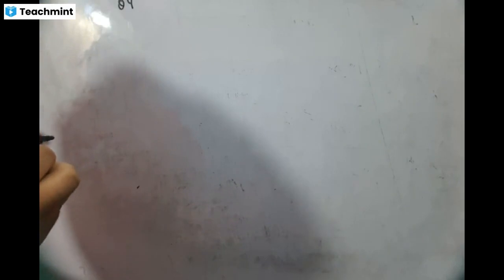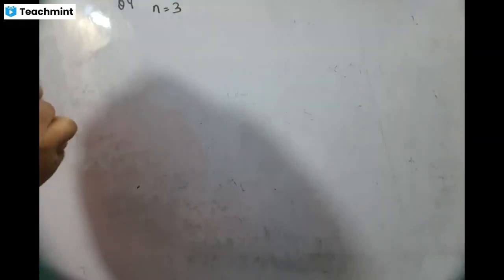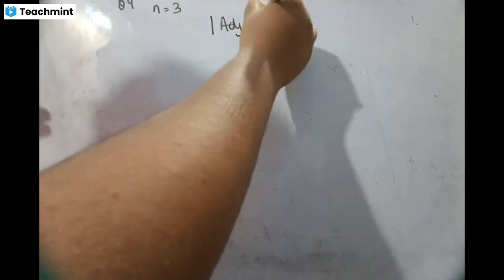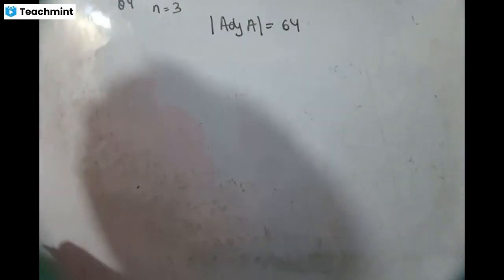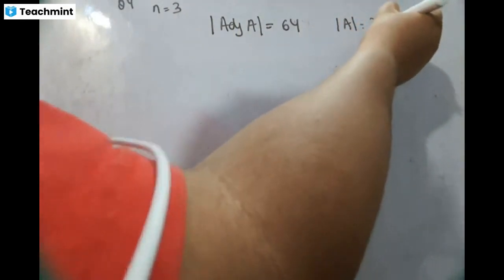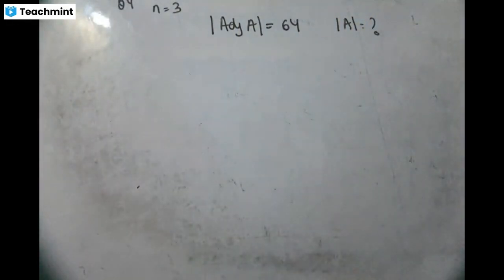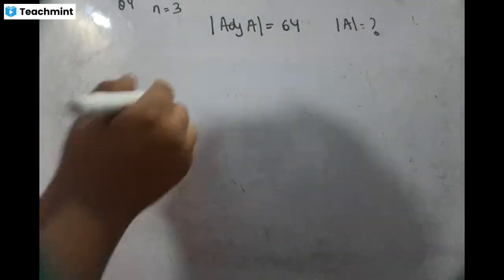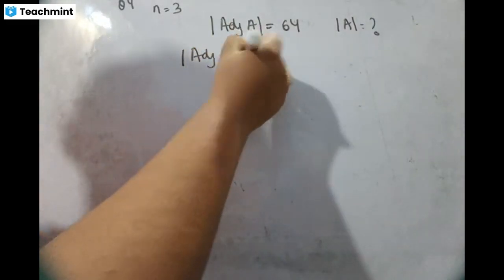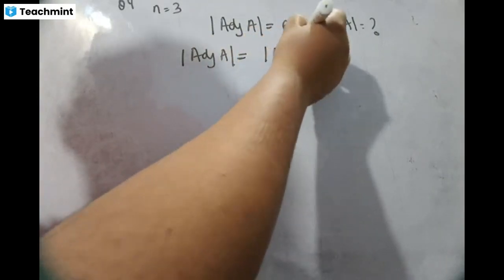If A is a square matrix of order 3, so again the value of n is 3, such that determinant of adjoint A is given to be 64, I have to find the value of determinant A. Obviously there is a relation between the determinant of a matrix and the determinant of its adjoint. So what is the relation, everyone? Determinant of the adjoint of the matrix is equal to determinant of the matrix to the power n minus 1.